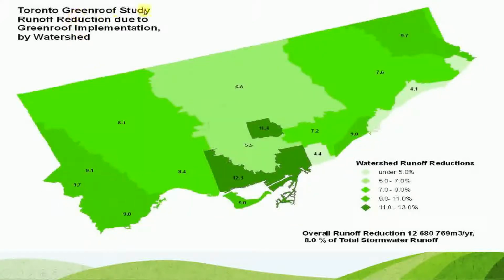And Toronto green roof study runoff reduction due to green roof implementation by watershed. So you see here watershed runoff reduction 5 to 7%. The highest is 11 to 13%. You see this area at the 11 to 13%. So it's a great achievement.